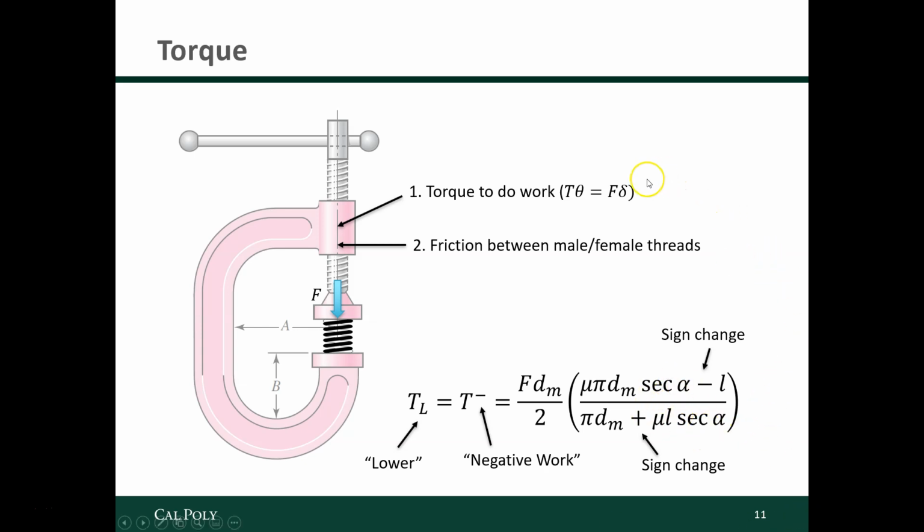So that's the first two components, right? This was the torque that was required to do whatever work is being done. You need to put in a certain amount of energy, and you're displacing a certain amount, theta. You need some torque over that angular displacement, plus whatever friction there is between the male and female threads. We've got to overcome that.